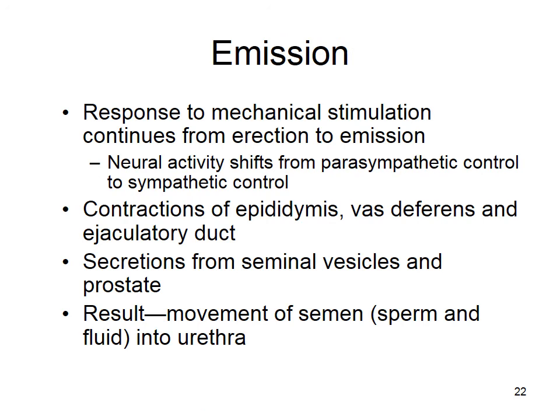Okay, and so ejaculation is controlled by the sympathetic nervous system. We talked about erection, and that's controlled by the parasympathetic nervous system, and that's due to the parasympathetic nervous system causing vasodilation of the arterioles supplying the spongy tissue in the penis, right? And it works by a positive feedback mechanism.